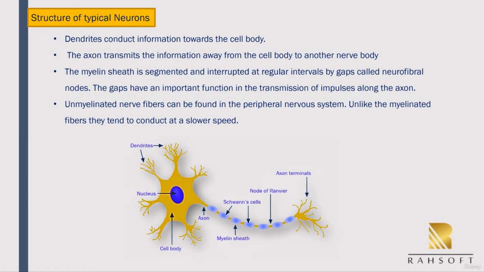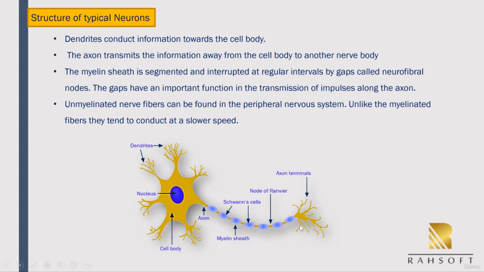And so what is the structure of a neuron? The first thing to know is that there are dendrites within the neuron, which are shown in the graph below. The dendrites will conduct the information towards the cell body. The axon, which is this long line that connects to the axon terminals from the cell body, will then transmit the information away from the cell body to another nerve body.